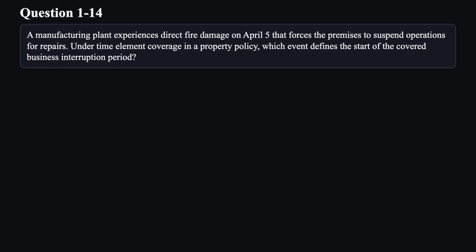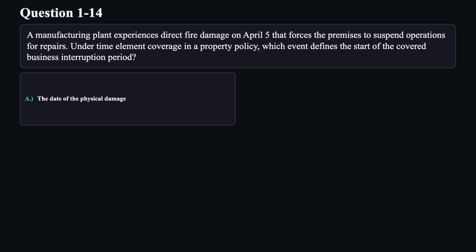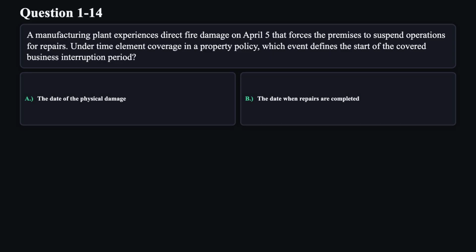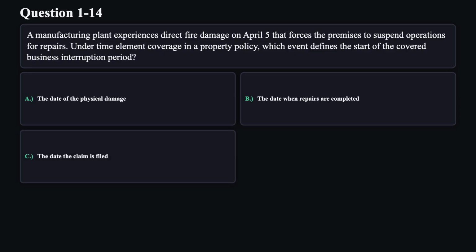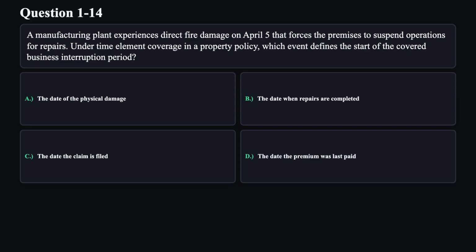Question 14. A manufacturing plant experiences direct fire damage on April 5th that forces the premises to suspend operations for repairs. Under time element coverage in a property policy, which event defines the start of the covered business interruption period? A. The date of the physical damage. B. The date when repairs are completed. C. The date the claim is filed. D. The date the premium was last paid.